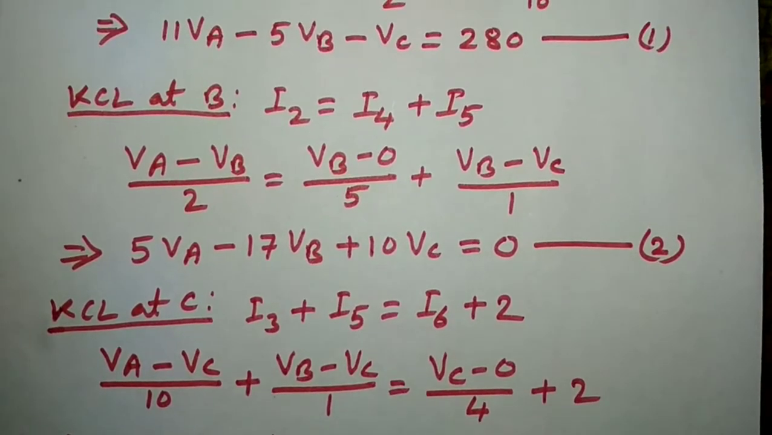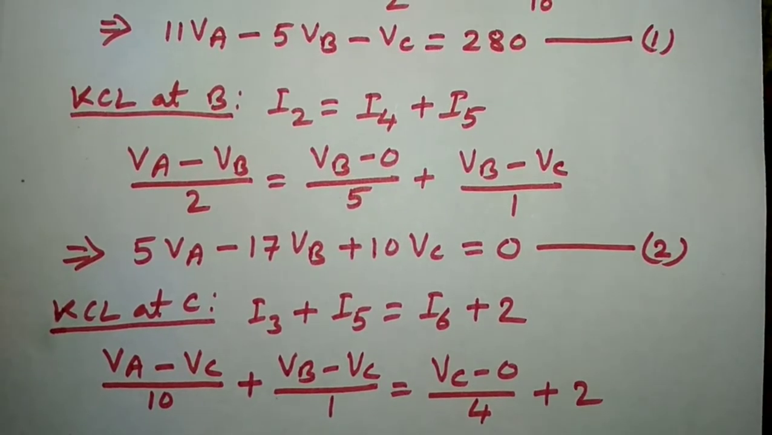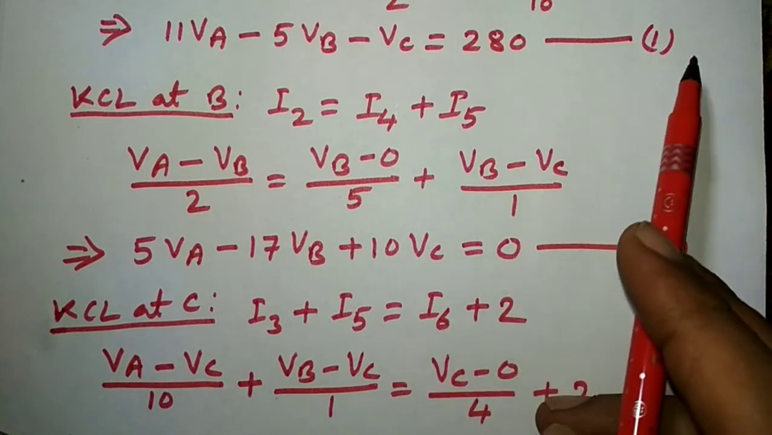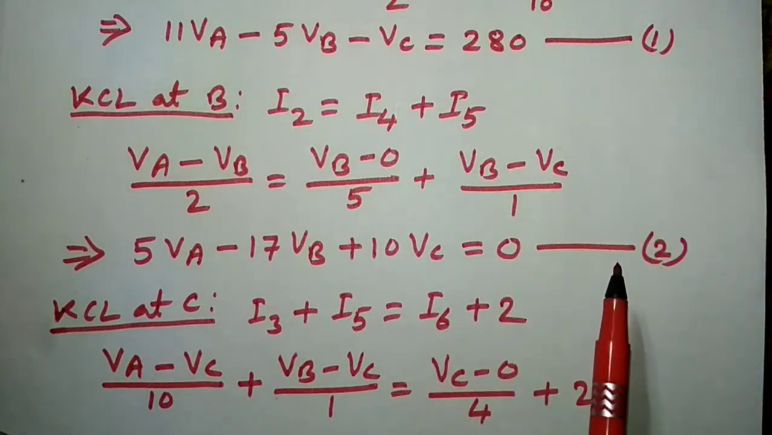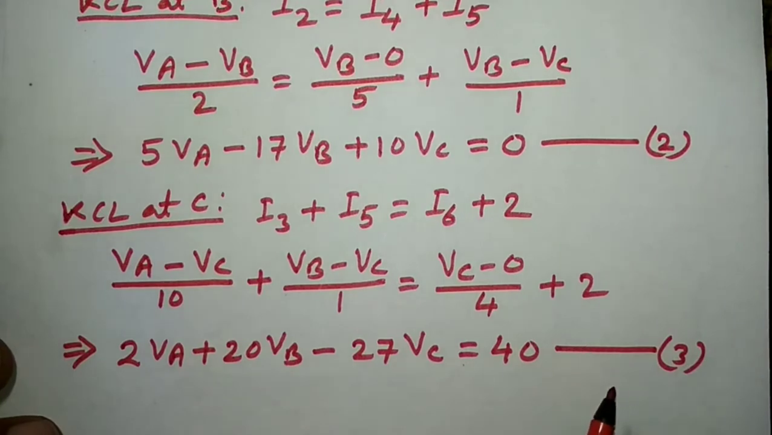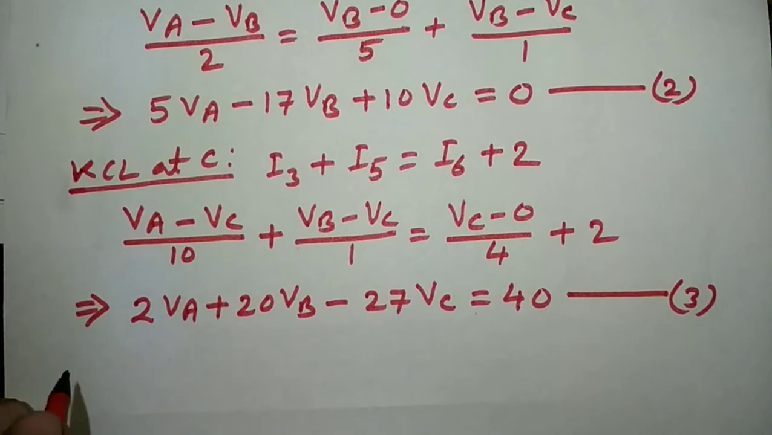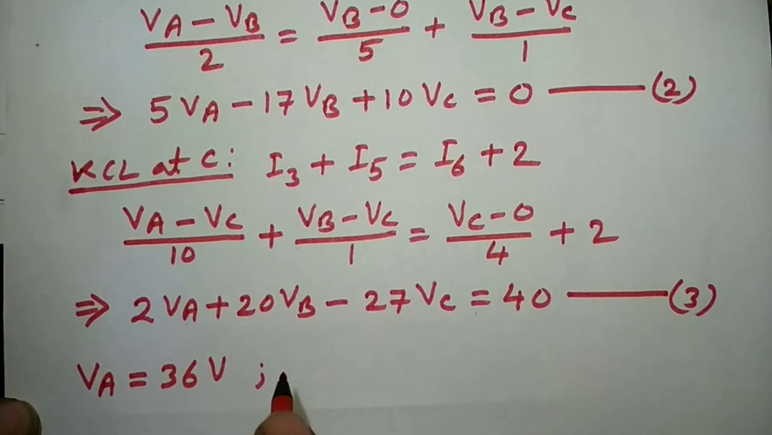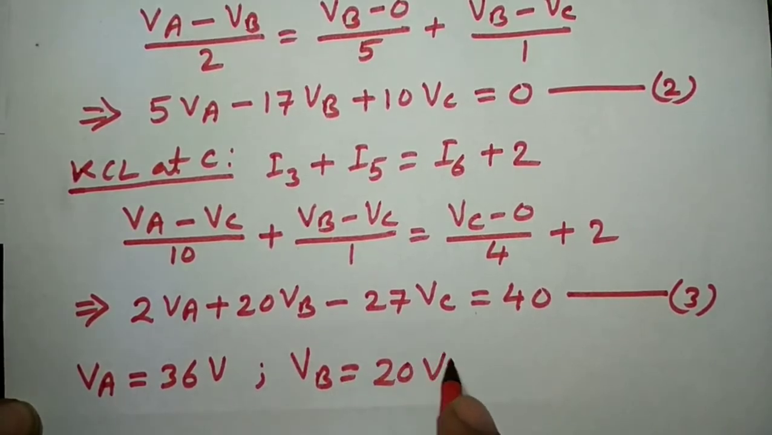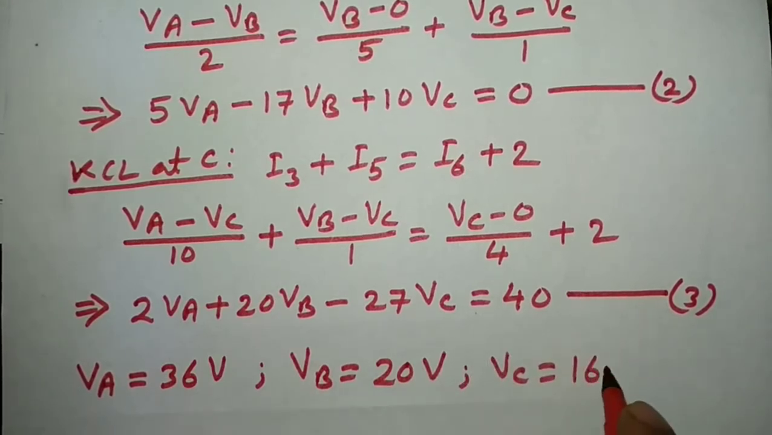So now we have 3 equations and we have 3 variables, VA, VB and VC. So equation number 1, equation number 2 and equation number 3. If we solve these 3 equations, we will get the values of VA, VB and VC. So after calculations, the value of VA we will get is 36 volt. Value of VB is 20 volt. And the value of VC equal to 16 volt.